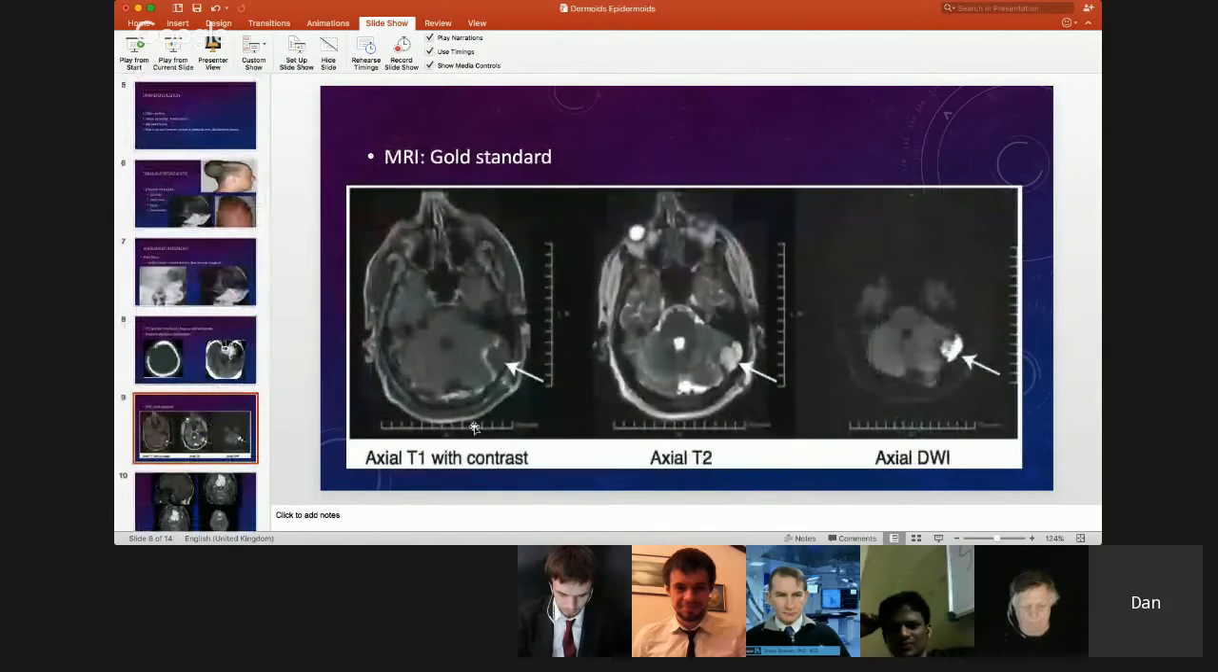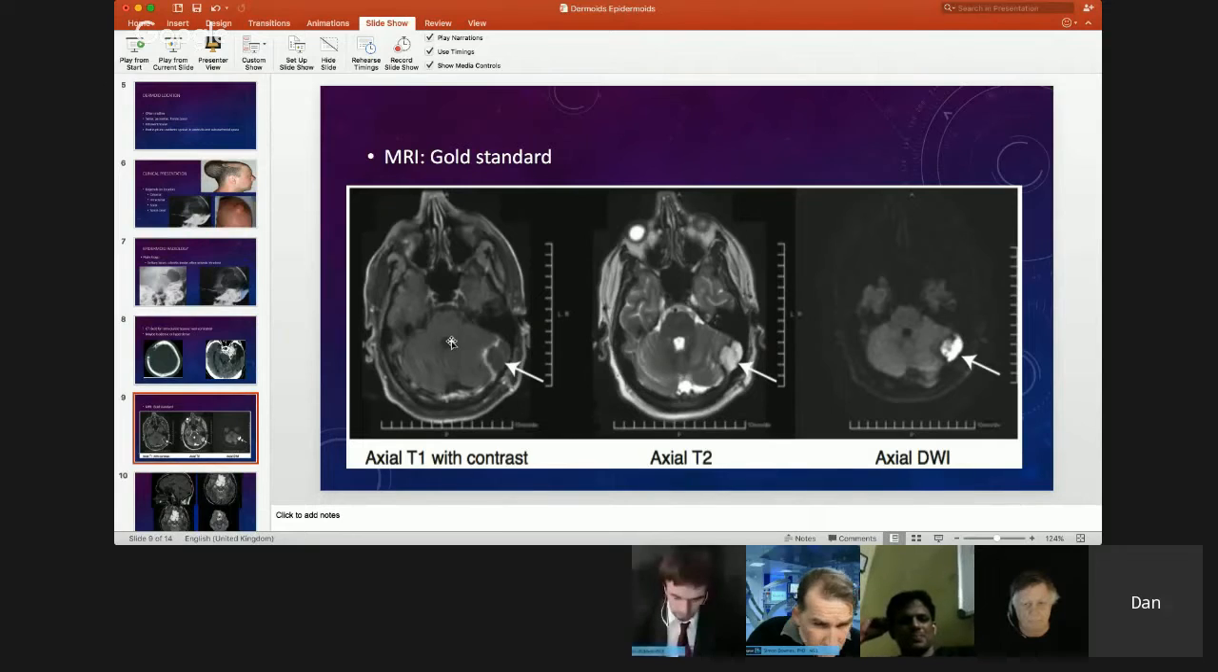MRI, however, still remains the gold standard for detection of epidermoids and dermoid tumors. Generally, if you look at the image on the extreme left, that is a T1 weighted image with contrast. Usually, you do not need contrast, but you know it's a T1 because you see that the CSF, especially in the ventricular space, is dark, as opposed to the T2 images where the CSF is bright. On the T1 image, the lesion usually looks either iso or hypointense, while on the axial T2 weighted image, the lesion looks hyperintense.